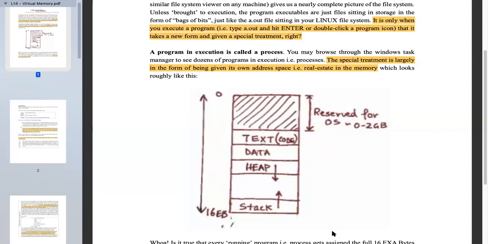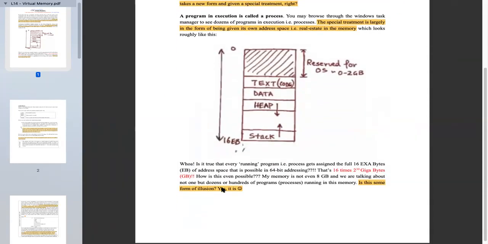Isn't it amazing? As a programmer, you are programming an application so that millions of people can use your application. And because of this technique that we have incorporated in our computer's hardware, the programmer does not have to worry if the program fits or not in the main memory. The computer is guaranteeing it by giving exclusive access to its own personal, private 16 EB space, right?